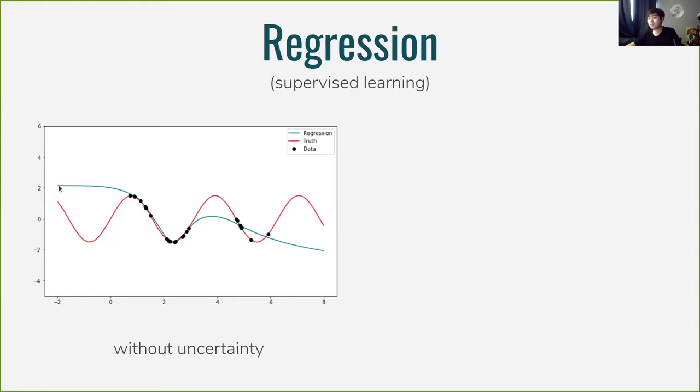Here, the best I could do in this case, I'm using, I think, a neural network, is this regression line. It's not perfect. You can see it's far from perfect, but it's doing the best it could. Where there are data, it's reasonably close, like this area is pretty close. But this is all I get, this one line. There's no mention of how uncertain or certain my solution is depending on which region of the curve it is.